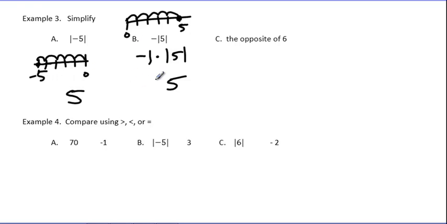The only difference is for B, don't forget we need to multiply that thing by -1. And -1 times 5 is -5.